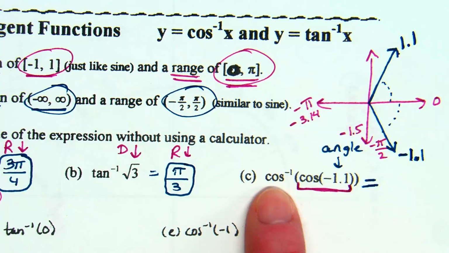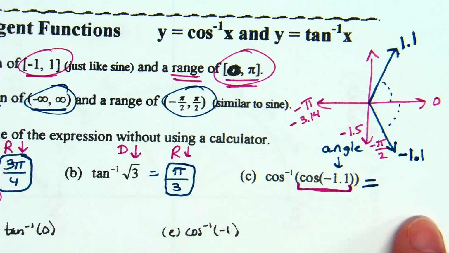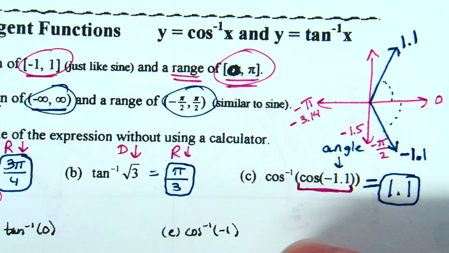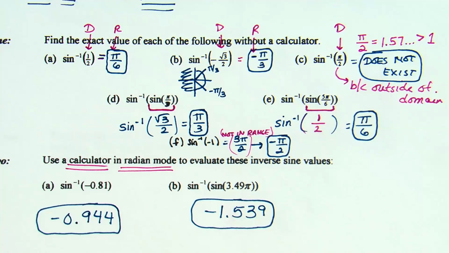And so what we're going to say here, are you seeing where I'm going with this? Cosine inverse of cosine of negative 1.1 is going to become what? Positive 1.1. Do you remember yesterday? Let me refer to yesterday. Let me scoot this for a moment. I'll come back here. Here's what I need to reference. What was happening yesterday with sine inverse and sine?